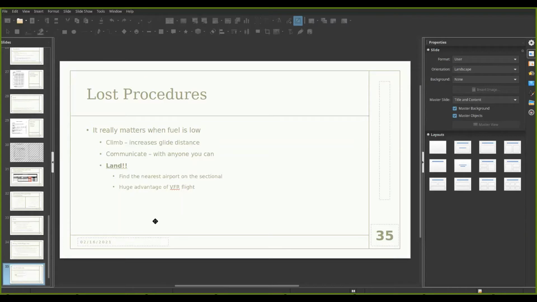Try to find the nearest airport on the sectional if possible, specifically if it's an airport that provides services. Huge advantage for VFR flight. Tell you what, if you're lost or if you lose communications in IFR, that is a sucky situation, gotta tell you. So just FYI on that, okay?